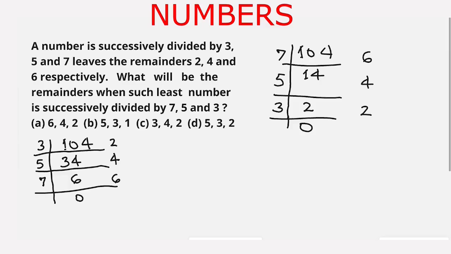So the successive remainders are 6, 4 and 2. And from the given options, our answer is option A, 6, 4 and 2. I hope you have understood the method of solving such type of questions. We go to the next question.